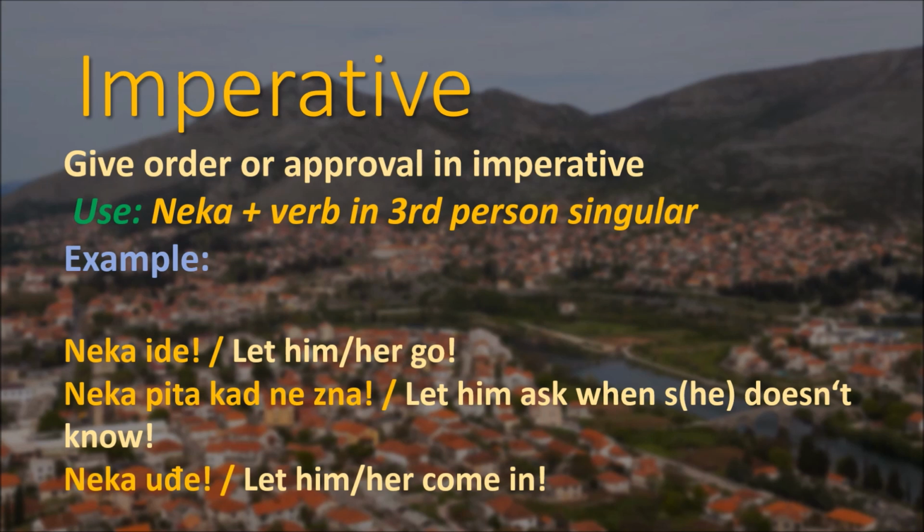And the third example here we have is "neka uđe". Let him or let her come in. So this is also very much used in Bosnia. You could even be at the doctor's office or somewhere and you're trying to go in and the doctor says, there's another person here, I'll let them come in. And so they would use "neka uđe".